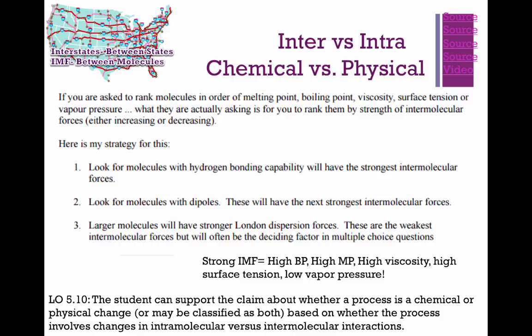If you are asked to rank molecules in order of melting point, boiling point, and so on, make sure that you are ranking them by intermolecular forces. So look for molecules that can hydrogen bond, and then look for molecules with dipoles, which are polar, and then the larger molecules will have stronger London forces because they have more electrons. So if you're comparing just molecules with London forces, look at the number of electrons.